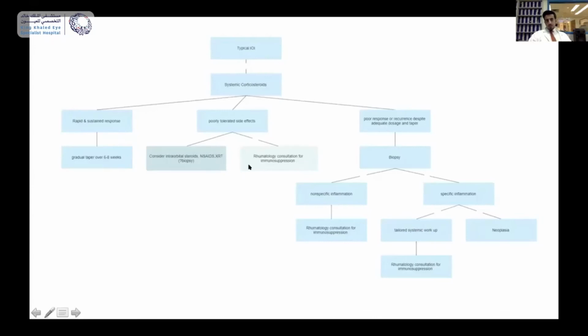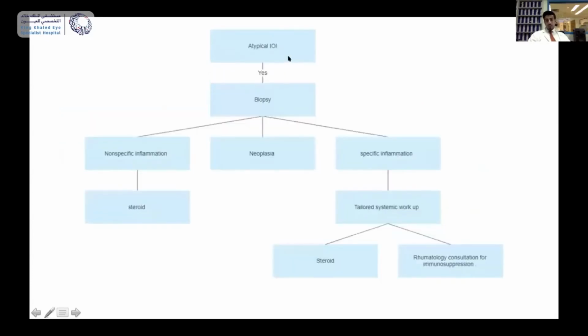Radiation, rheumatology consultation for immunosuppression if needed, and if they have poor response or recur despite adequate dose, consider biopsy. If it shows non-specific inflammation, consider immunosuppression. If it shows a specific inflammation, do your tailored systemic workup, and again coordinate with your rheumatologist for appropriate treatment depending on the type of disease. If it's neoplasia, treat accordingly.